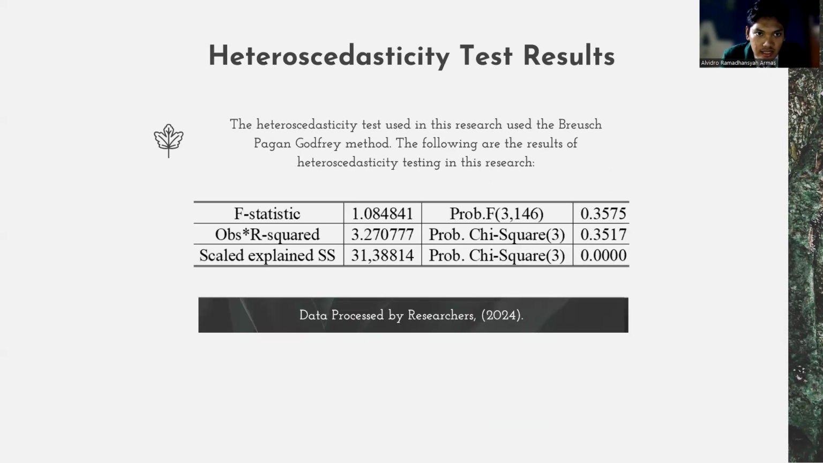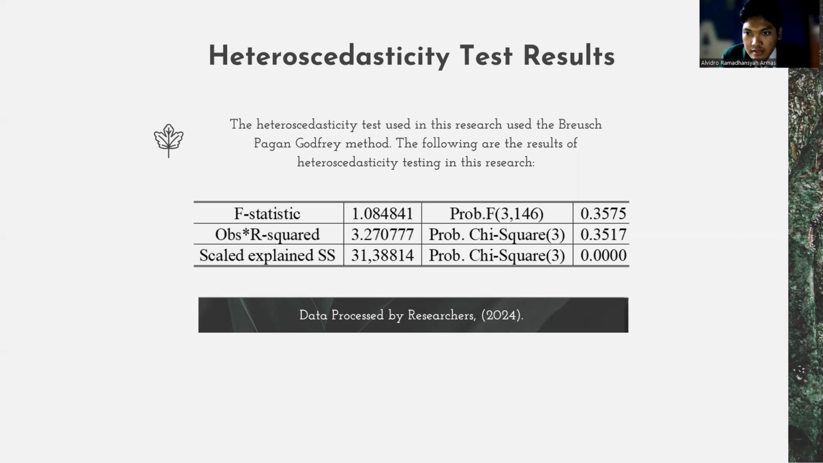So the next one is the heteroscedasticity test result. The heteroscedasticity test used in this research uses the Breusch-Pagan-Godfrey method. The following are the results of heteroscedasticity testing in this research. As shown in the figure above, the probability of chi-square is 0.3517, which is bigger than 0.05.